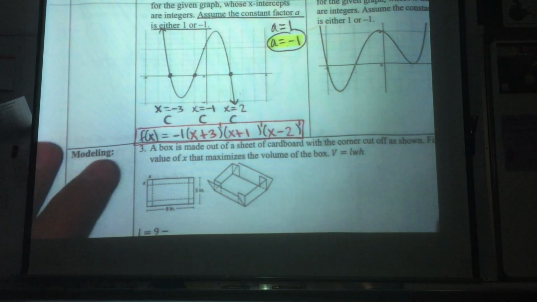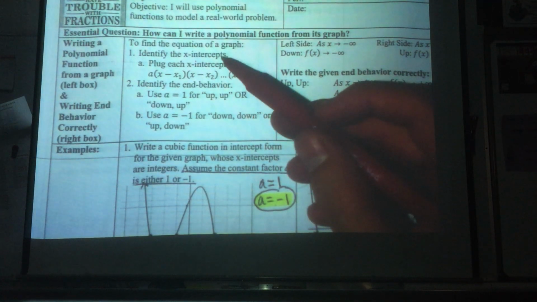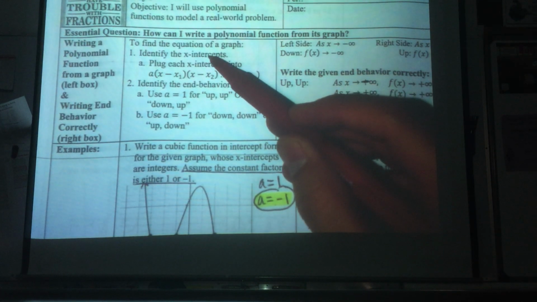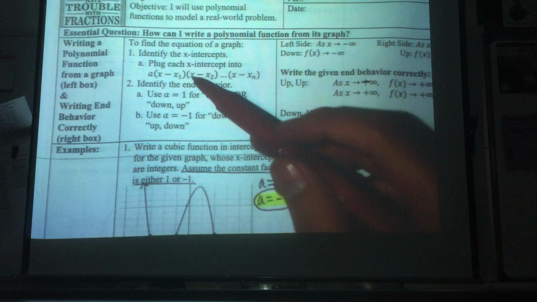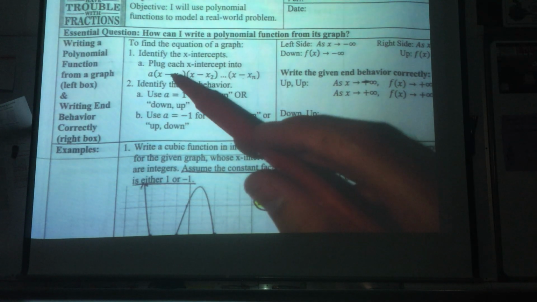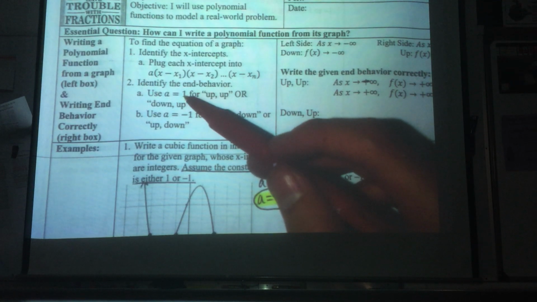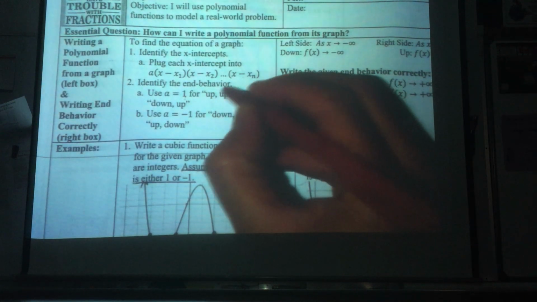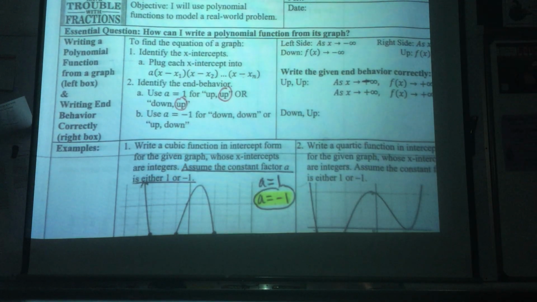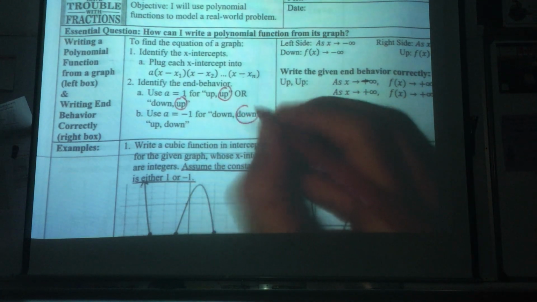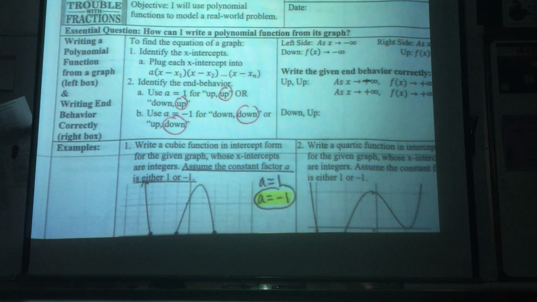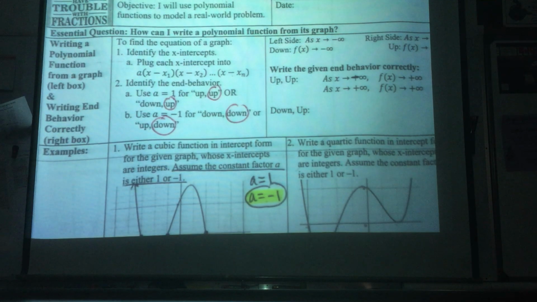And that's exactly what we just did. If you look up here, that's exactly what this says. To find the equation of the graph, identify the x-intercepts, which we did. We plugged each one into its own parentheses like this with the sign change. That's what the minus means. We found the end behavior. Positive if the right side is up. See? Up, up, or down, up. Negative if the right side is down. We're going to do that again in number 2. Let's move to number 2.